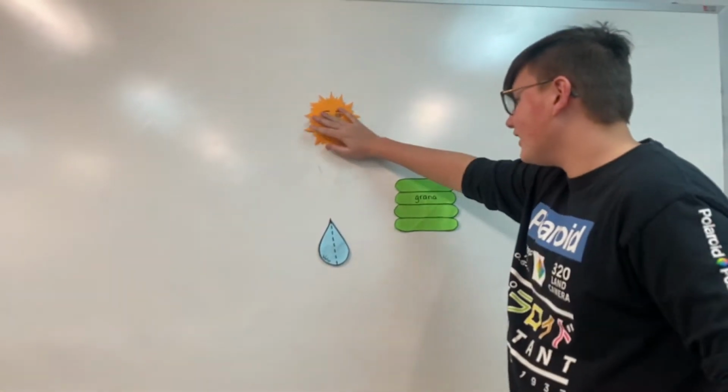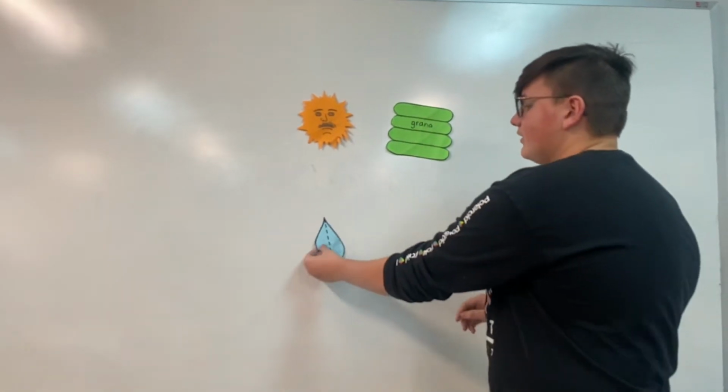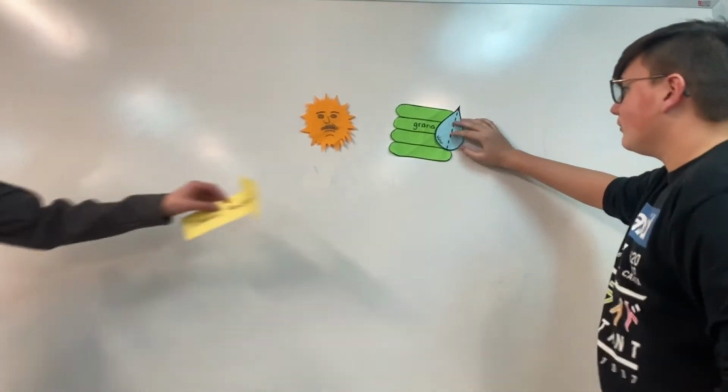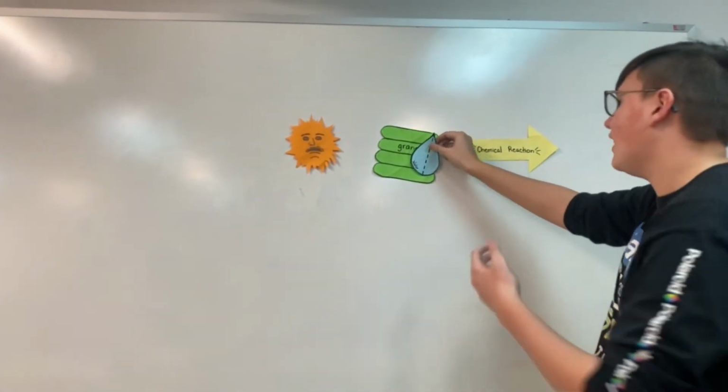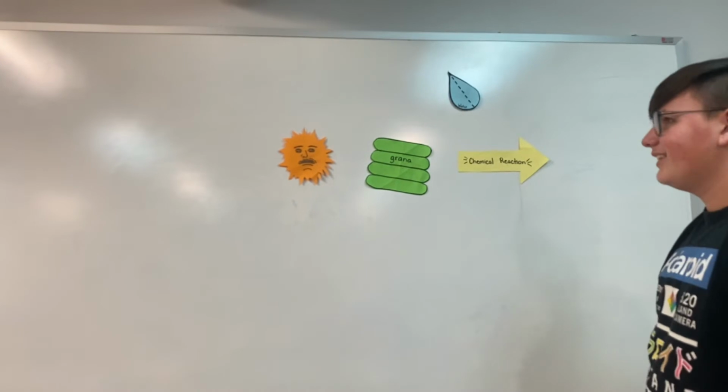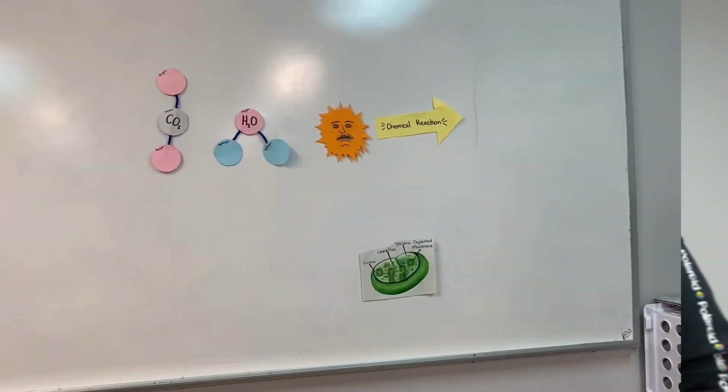See, we have the sun now and the grana takes in water, which is split into hydrogen and oxygen.